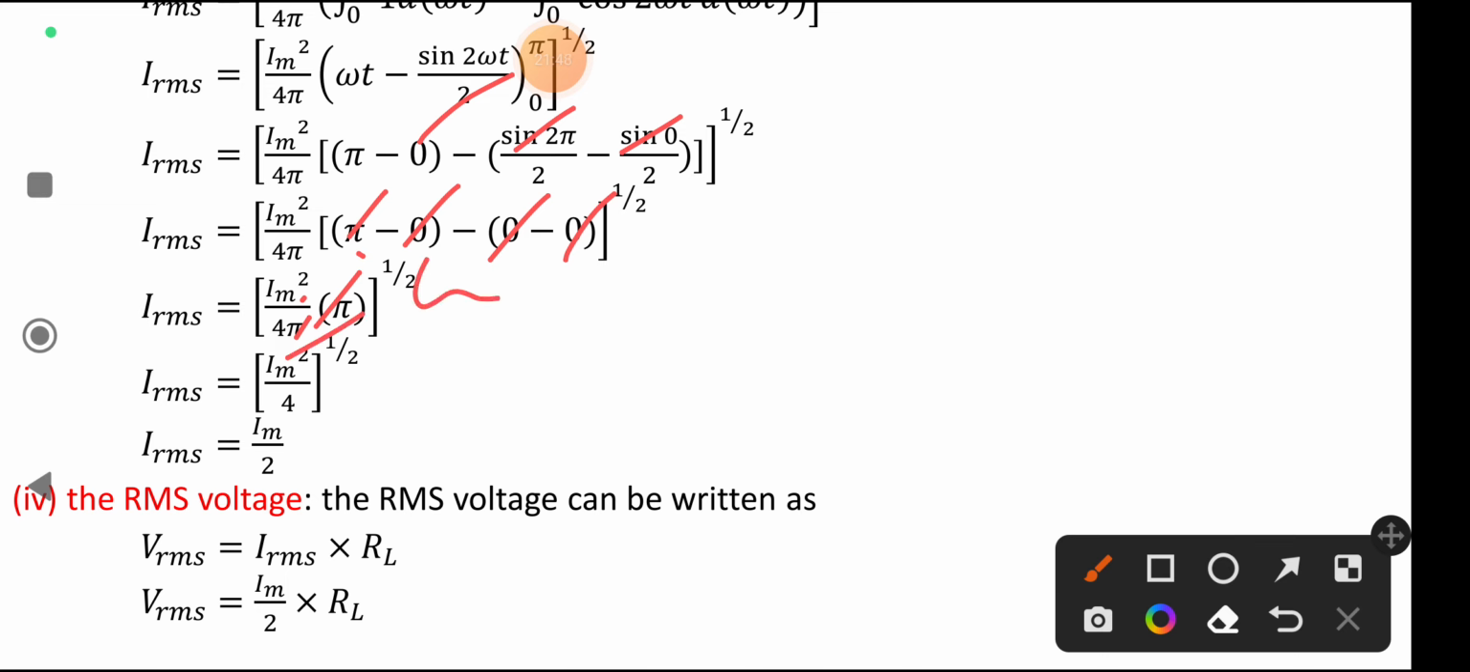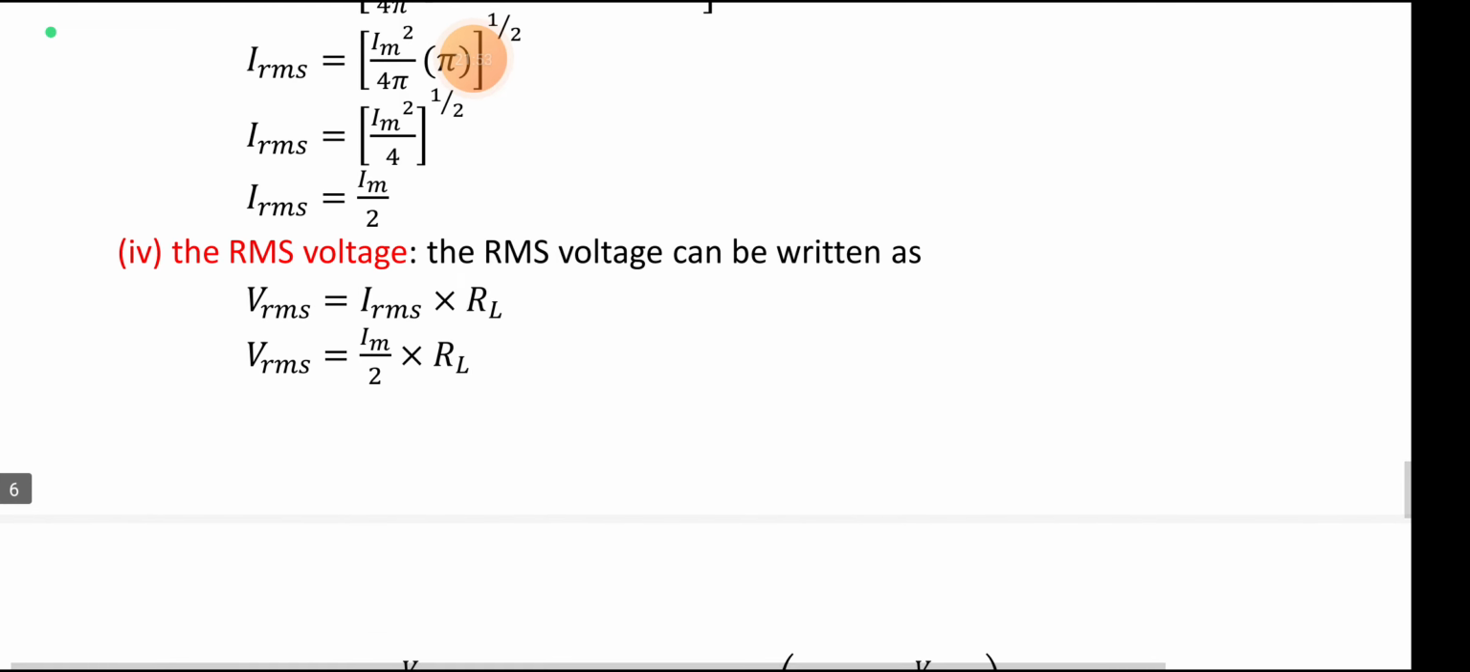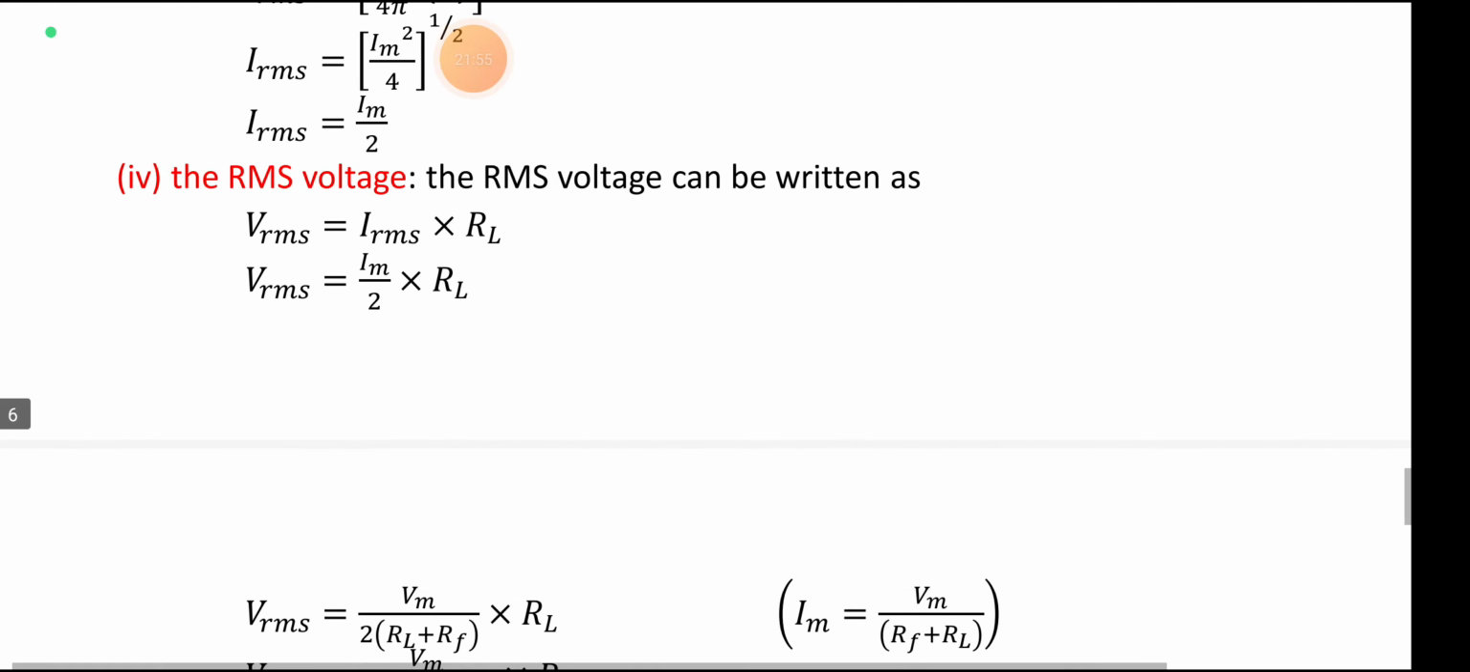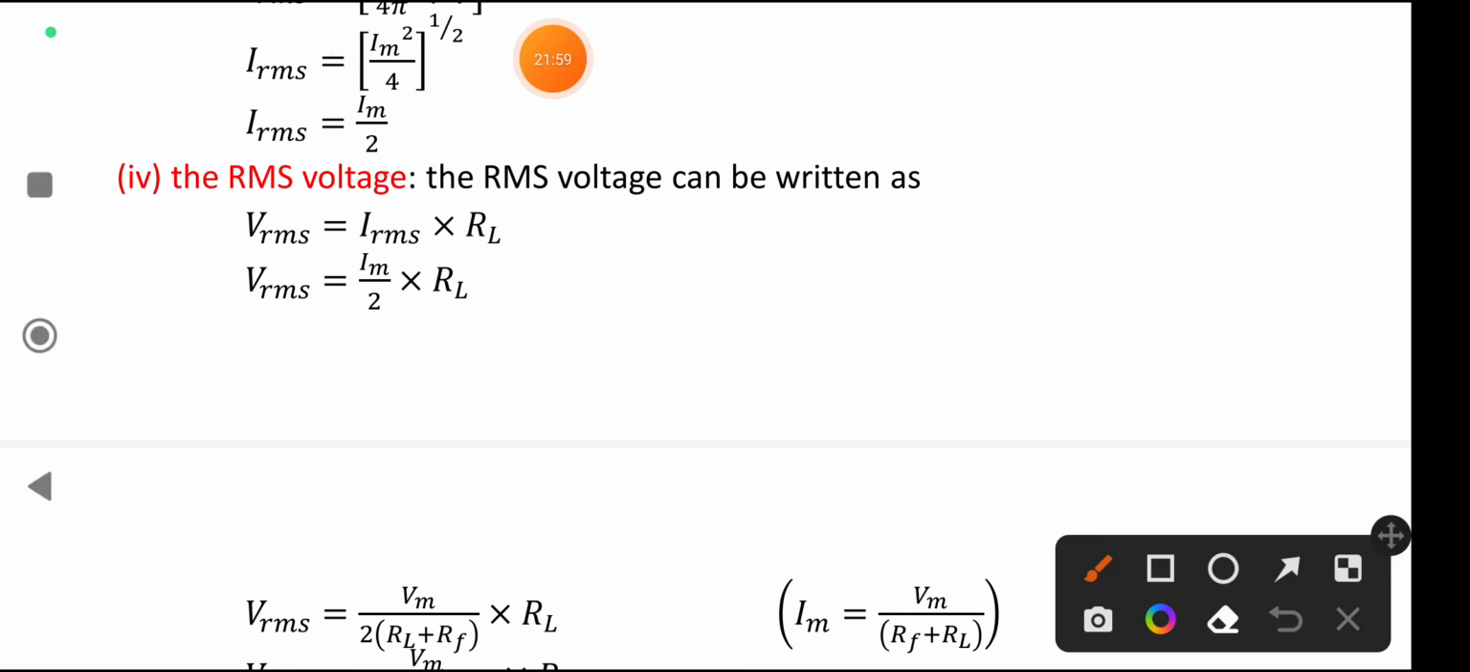Under the root, the square gets cancelled, but 4 becomes 2. So IRMS we got is Im by 2. Next, the RMS voltage. According to Ohm's law, Vrms is equal to Irms into the load, meaning voltage is equal to current into resistance.